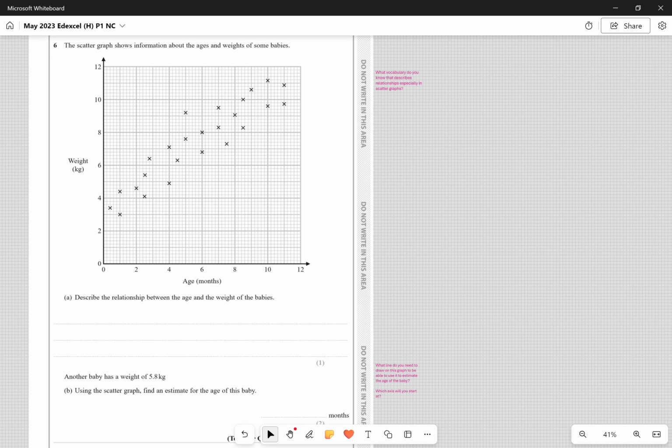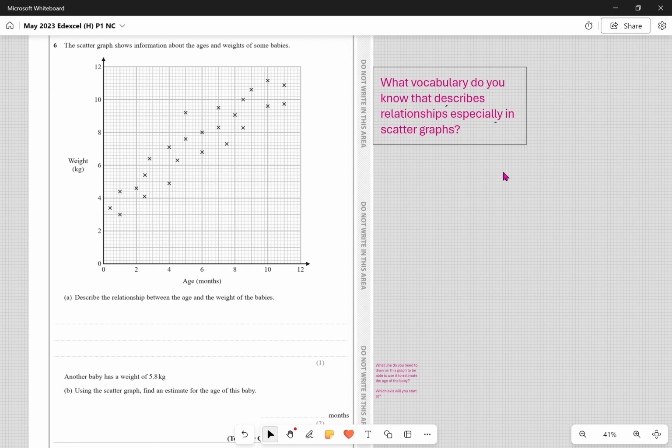You can see that the weight is given in kilograms, and that's on the y-axis, the vertical axis, and the age is given in months, and that's along the x-axis. Part A is to describe the relationship between the age and the weight of the babies. When you're looking at this part, you may want to think about vocabulary that you've used in the past to describe relationships in scatter graphs. Which vocabulary have you used, and which is relevant to the answer in part A?